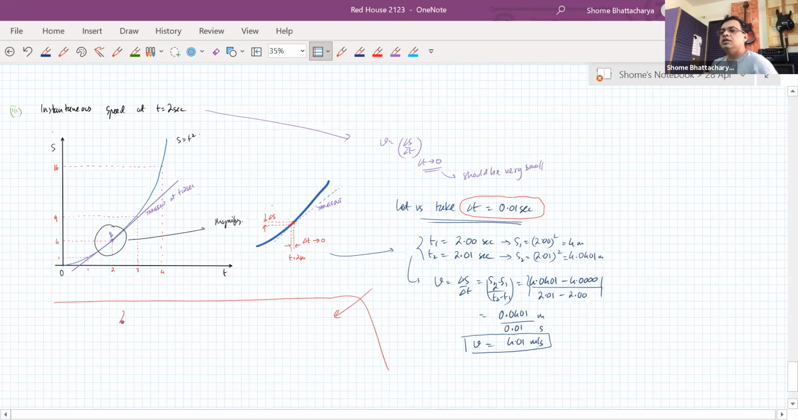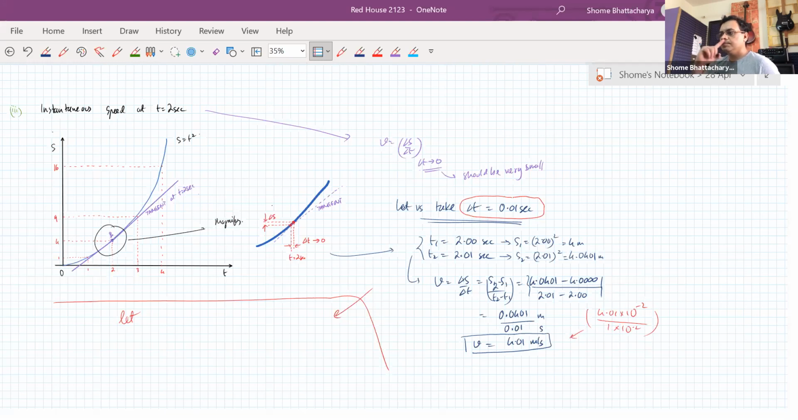Sir, the velocity will be 0.401. No, beta. It's 0.0401 divided by 0.01, no? Understood? See the numerator, it's 4.01 into 10 raised to minus 2. And the denominator is how much? 1 into 10 raised to minus 2.